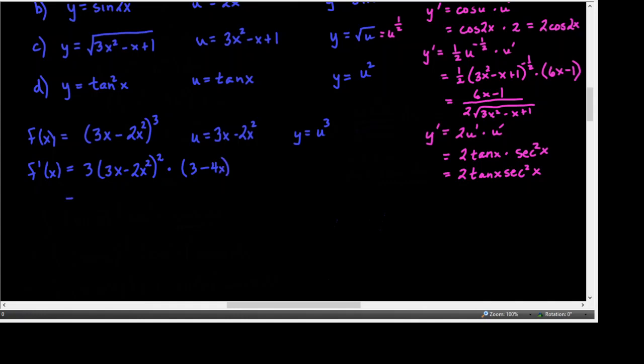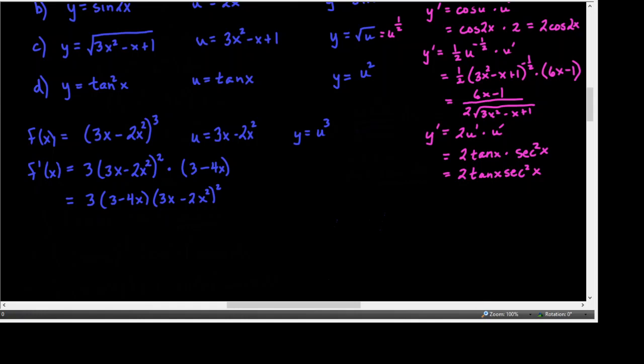And as I've mentioned a couple of times before, I really don't want you to distribute this. I want it to be in factored form, mostly because of something that we're going to do with it coming up very soon. It is common to write this in increasing powers. So I put the 3 minus 4x, which is to the first, after the constant 3, and then after that came the binomial squared. Okay, so there's that answer.